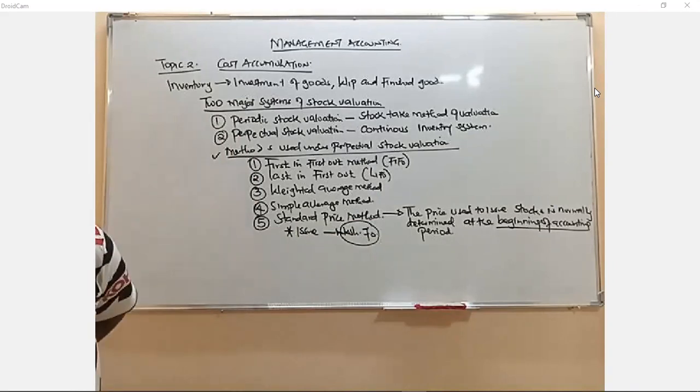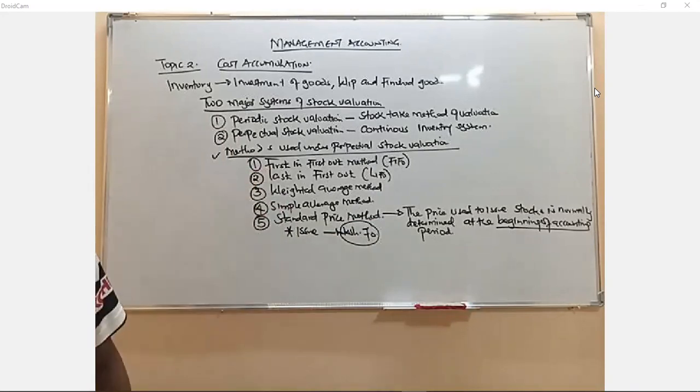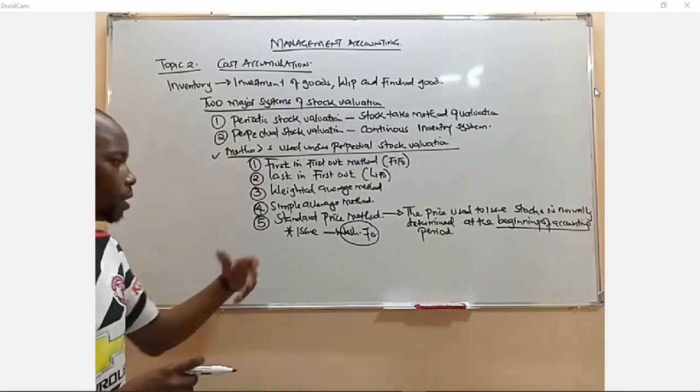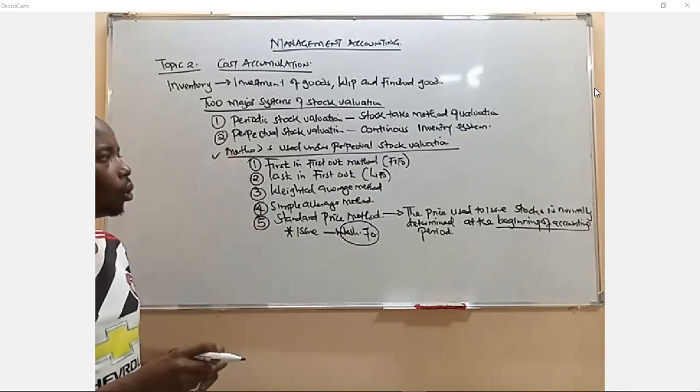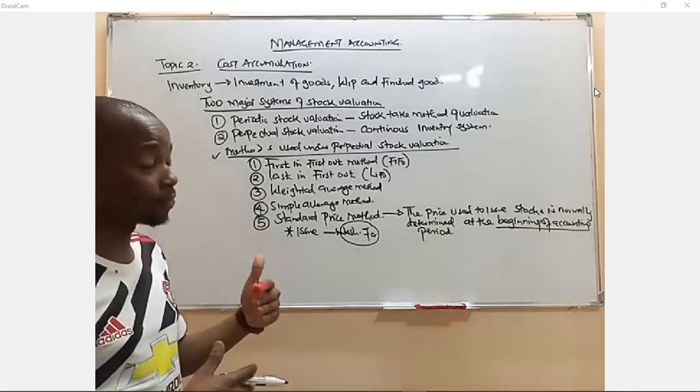Now, what about the FIFO? Let me start from here for explanation. These methods are basically used to identify how we are going to be selling our products which we already have in stock.